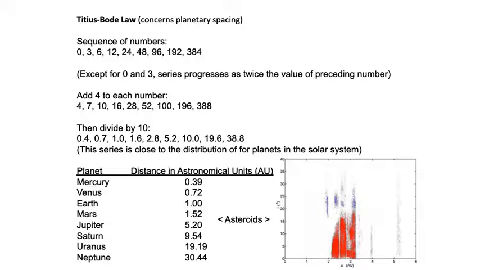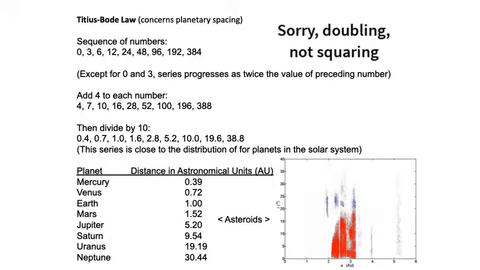0 plus 3 is equal to 3. 3 plus 3 is equal to 6, right? And so if you have 6 plus 6 is equal to 12. 12 plus 12 is equal to 24. 24 times 2, 48. Times 2, 96. Times 2, 192. And then times 2, 384. You're just doubling it as you go along, right? But you start with 0 and 3 first.